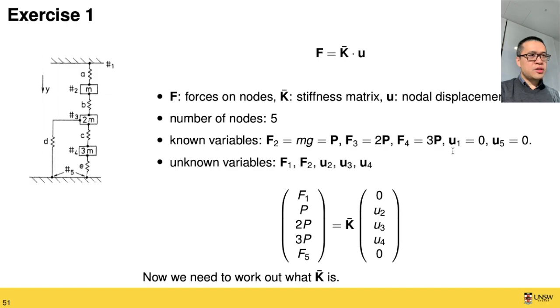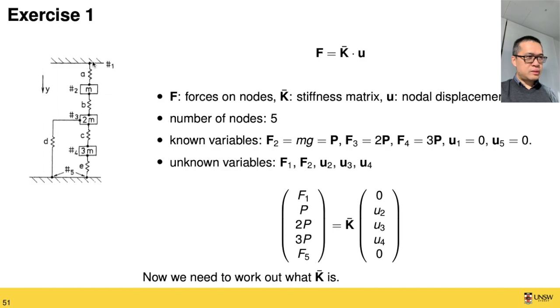And we also know from this diagram that because node 1 and node 5 are fixed to the top ceiling and the bottom floor, the nodal displacement at these 2 nodes will be 0. So if you fill up the matrix equation here, we know that we have known variables P and 0 and 0 for U1 and U5. That leaves us with 5 unknown variables.